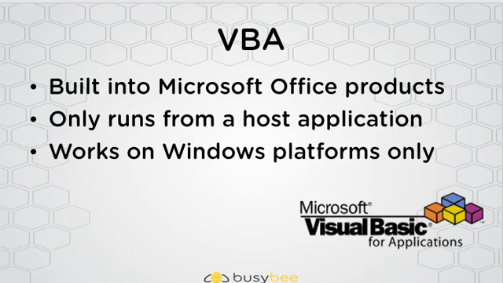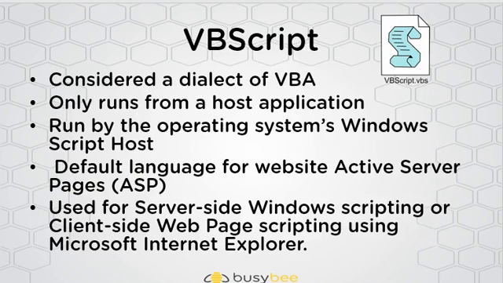VB for Applications is built into Microsoft Office products, and it's the programming language that's used to run macros like in Excel or Word. If you want to automate some things you do in those programs, then you would use VB for Applications. It works on the Windows platform only, and it has to have a host application in order to run. VBScript is what we're getting down to.